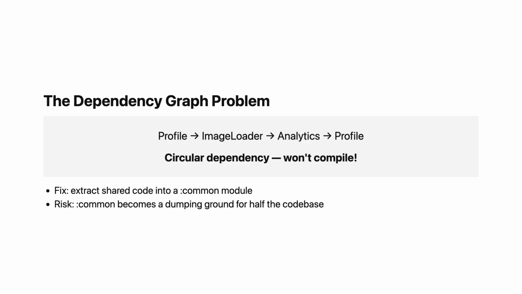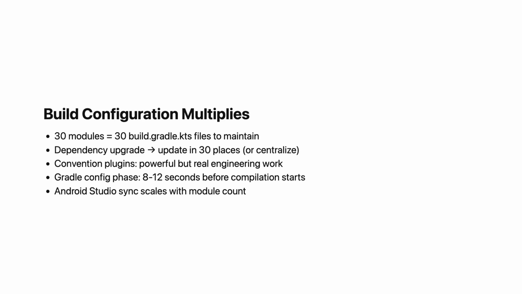Every module needs its own build.gradle file, or build.gradle.kts if you use the Kotlin DSL. Each one specifies its plugins, its dependencies, its Android configuration, compile SDK, min SDK, build features. When you have 30 build files to maintain and you upgrade a dependency version, you update it in 30 places, or you centralize it, which adds its own complexity with version catalogs or convention plugins.